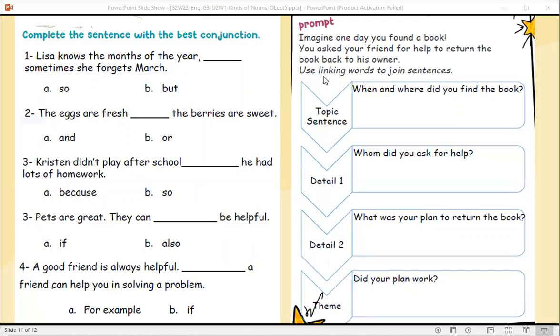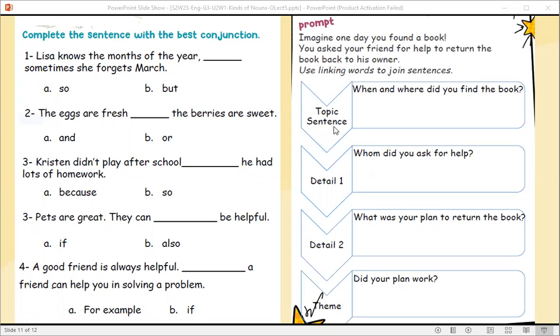We will move on to writing. In our writing, the prompt is: imagine one day you found a book. You asked your friend for help. Remember, our lesson is about working together and cooperation. To return the book back to his owner. Use linking words to join sentences.